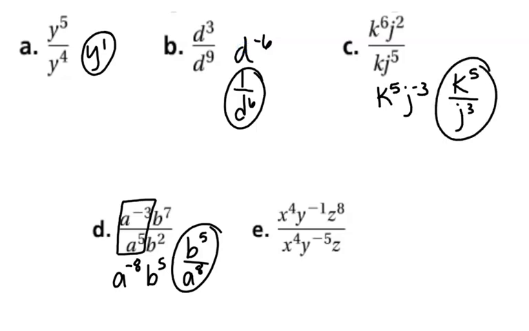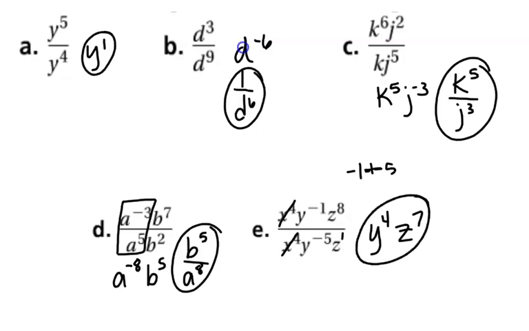And then for letter E, you've got 3 variables. So x to the 4th divided by x to the 4th, well, those are the same thing. And anything divided by itself is going to make 1, so those are going to just cancel. Or they'd make x to the 0, which again would just cancel. So I'm not even going to worry about that. We have y, negative 1 minus negative 5. Negative 1 minus a negative 5 becomes 1 big plus, so it becomes y to the positive 4. Then we have z, and 8 minus 1 is a 7. So this would be your final answer.